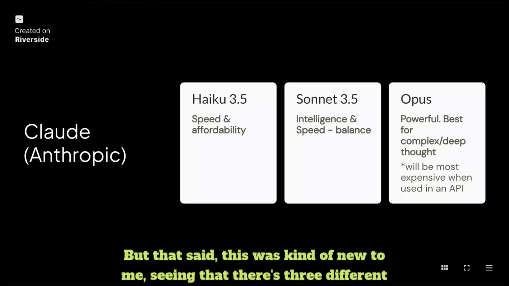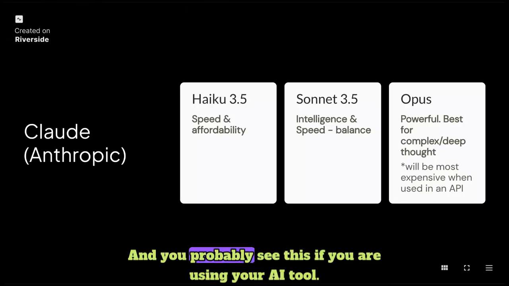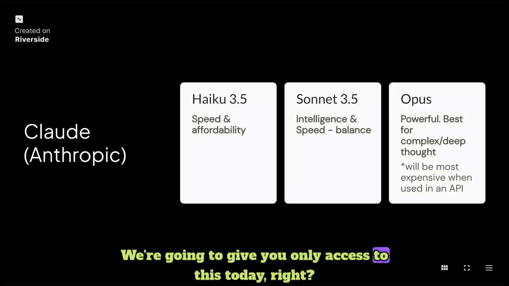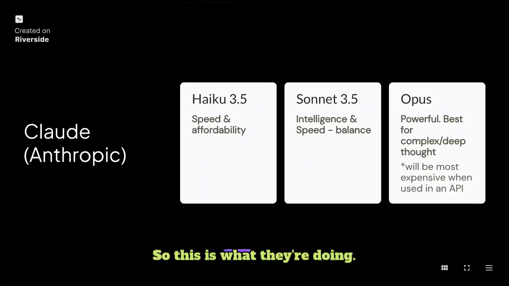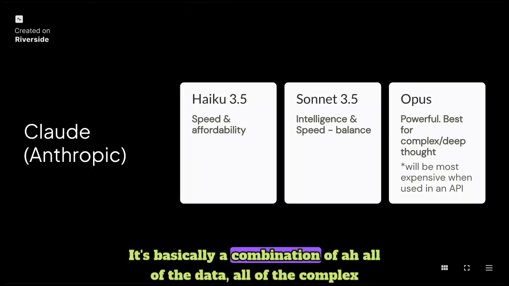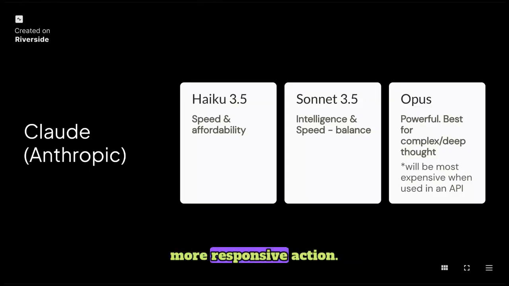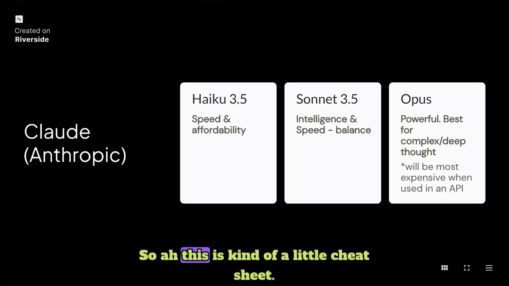This was kind of new to me, seeing that there's three different models and they mean different things. You probably see this if you are using your AI tool and it says our resources are limited, we're going to give you only access to this today. So this is what they're doing. It's basically a combination of all of the data and complex reasoning versus a very pared down light version to give you quicker and more responsive action. So this is kind of a little cheat sheet.